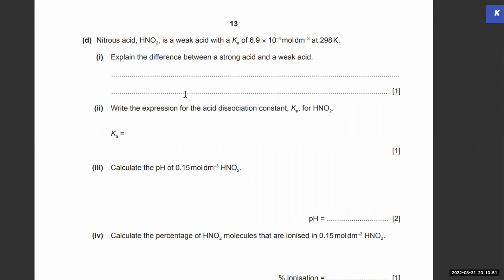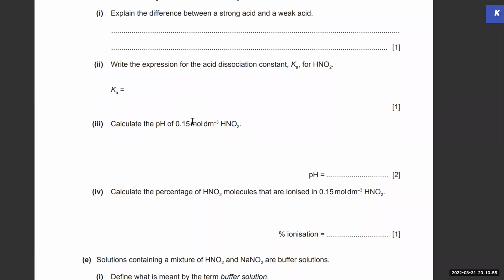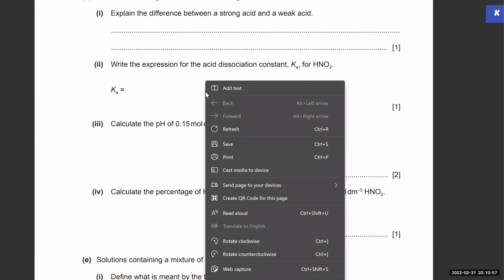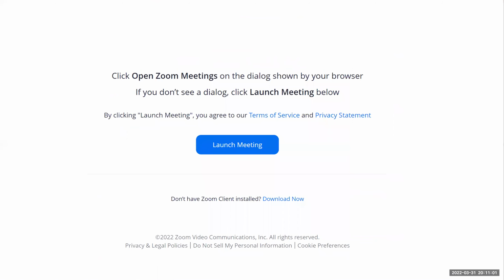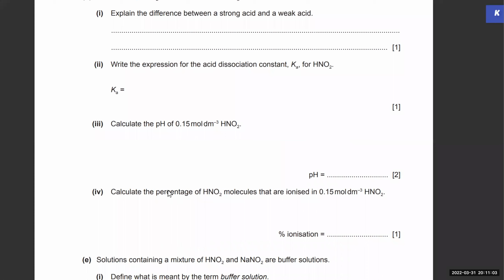So this is W1842, question paper 42. This is page 13. I think we did do this part. Write the expression for the dissociation constant Ka for this.